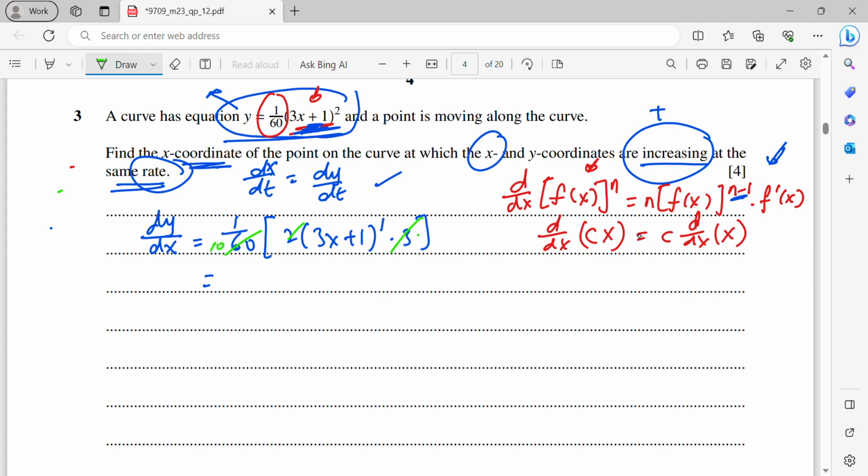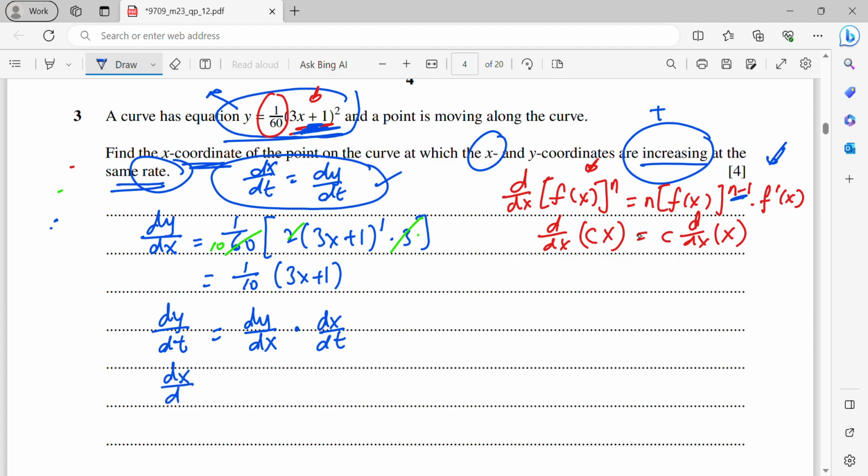That means the denominator is 1 over 10. Right, so I will be getting 1 over 10 of 3x plus 1 degree 1. So this is my dy over dx. Now, I will write dy over dt is dy over dx times dx over dt. So now my dy dt is same as dx dt, so I will replace my dy dt by dx dt. Then here 1 over 10 bracket 3x plus 1, then multiply with dx dt.